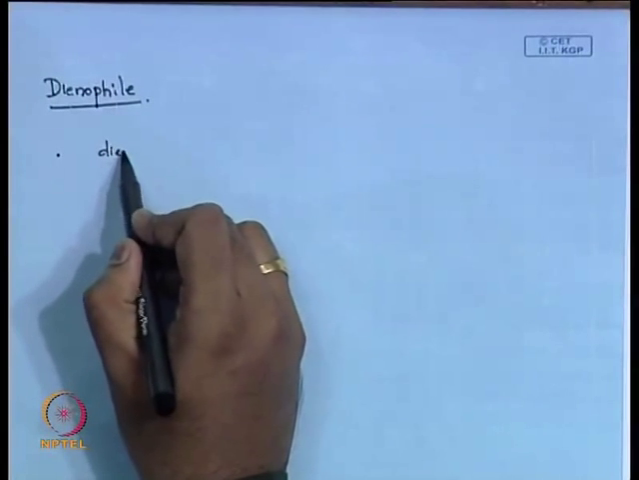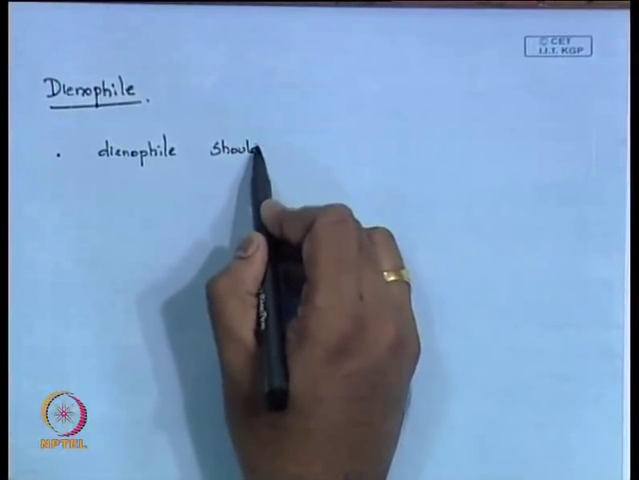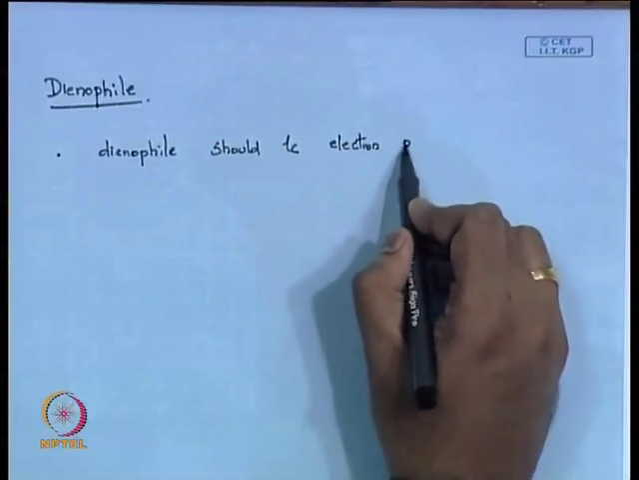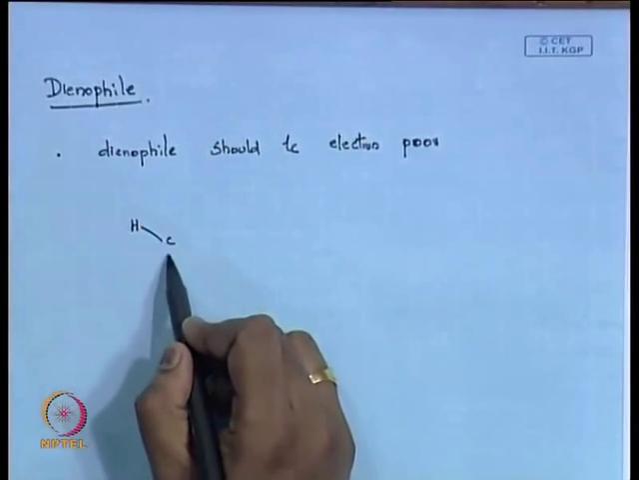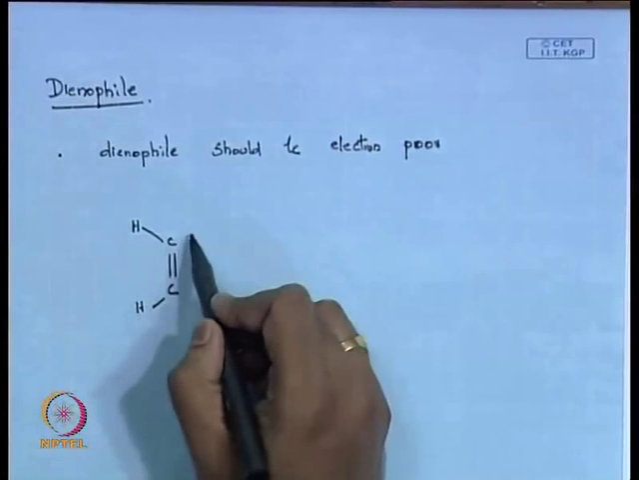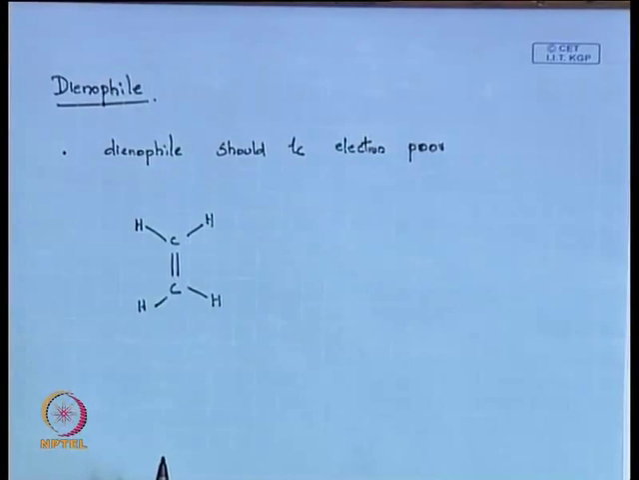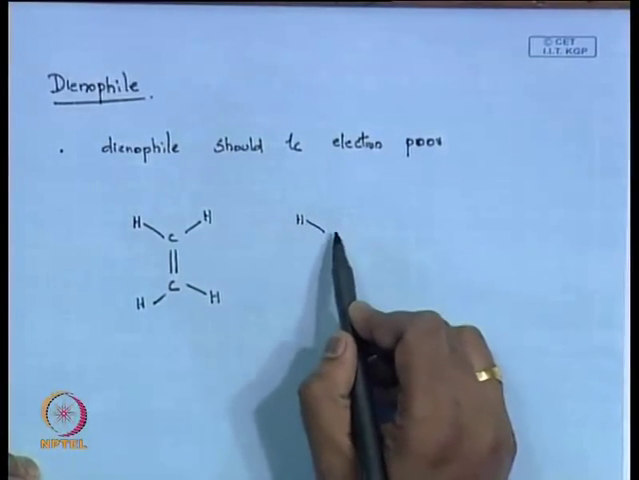As I said, first the dienophile should be just the opposite of a diene, electron poor in nature. Electron poor systems are considered to be very good dienophiles for your Diels-Alder reaction. For example, if I take an alkene system, this is a dienophile which can act in a Diels-Alder reaction, but I can make it a better dienophile just by making it much more electron poor.